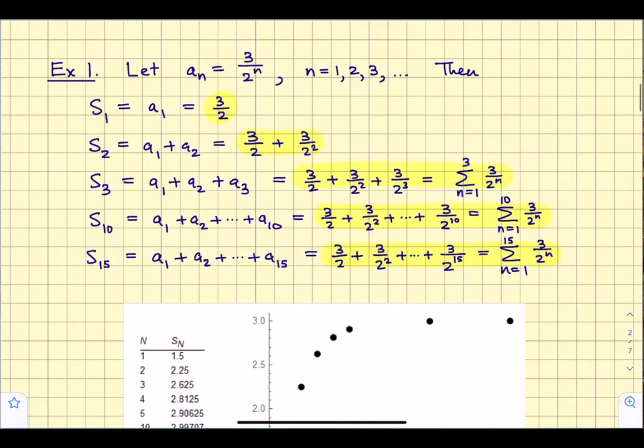Let a sub n equal 3 over 2 to the n, where n goes from 1, 2, 3, dot, dot, dot, and continues forever. Then S sub 1, that's just the first partial sum.